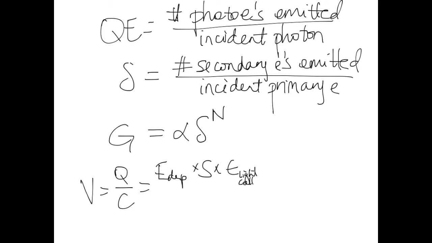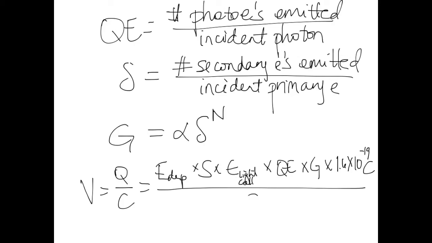So that's how much of the light that's created in my scintillator can I actually collect, times the quantum efficiency, times the overall gain, and then because this is in terms of charge, we have to multiply this by the charge of the electron, 1.6 times 10 to the negative 19th coulombs, and this is all divided by C, which is my capacitance of my photomultiplier tube.